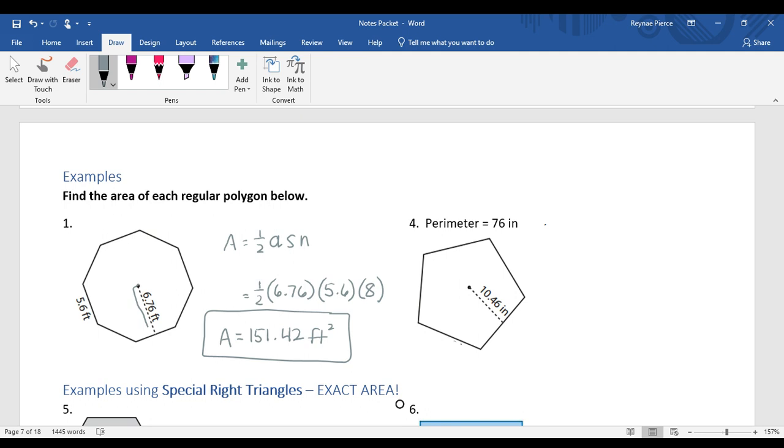But in this next example, we are given the perimeter, so I'm going to go ahead and use 1/2 apothem times the perimeter. My apothem is 10.46. My perimeter is 76. And that gives me an area of 397.48 square inches.